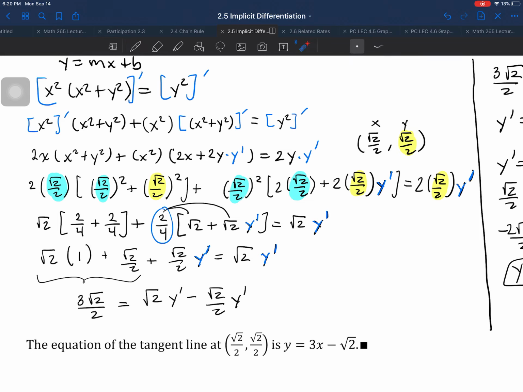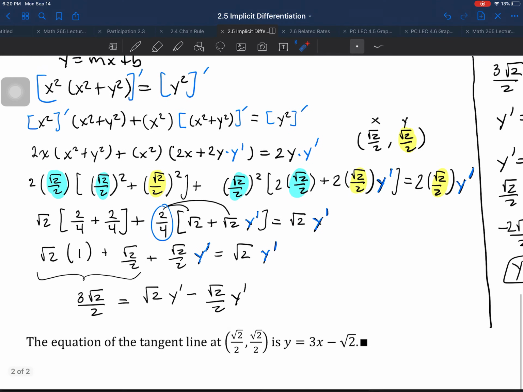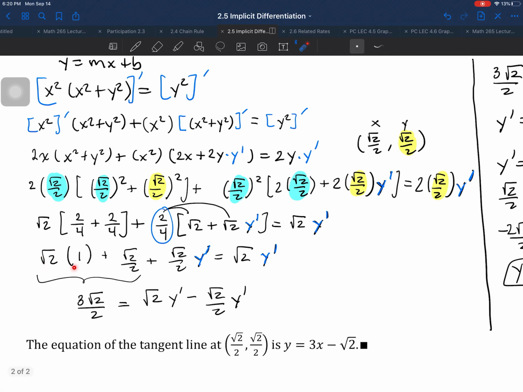Then follow the right side, right? Just carry it over. Now this is just going to be the square root of 2. This is just going to be the square root of 2 over 2. I can combine those two by having a common denominator. This will need to be a 2 over 2. So this becomes 3 square root of 2 over 2.